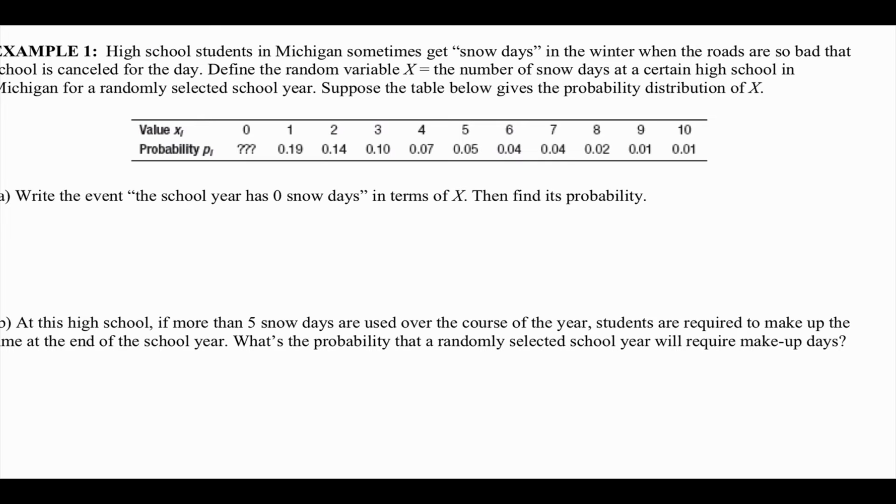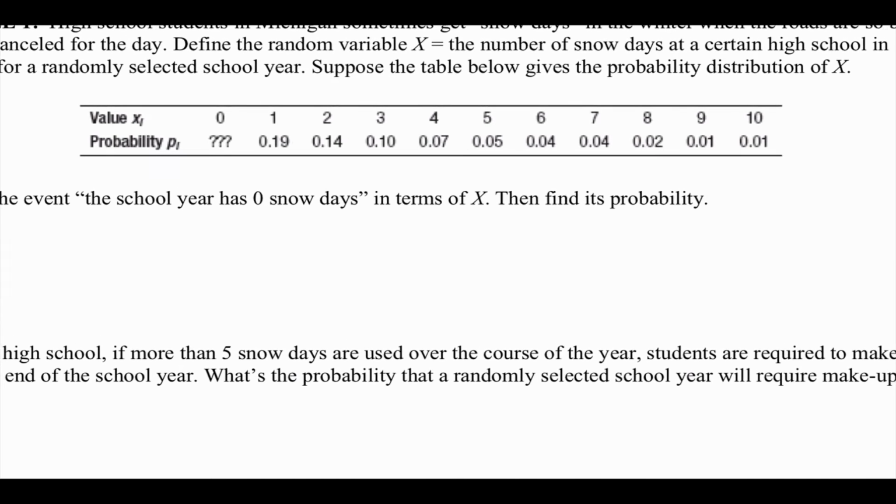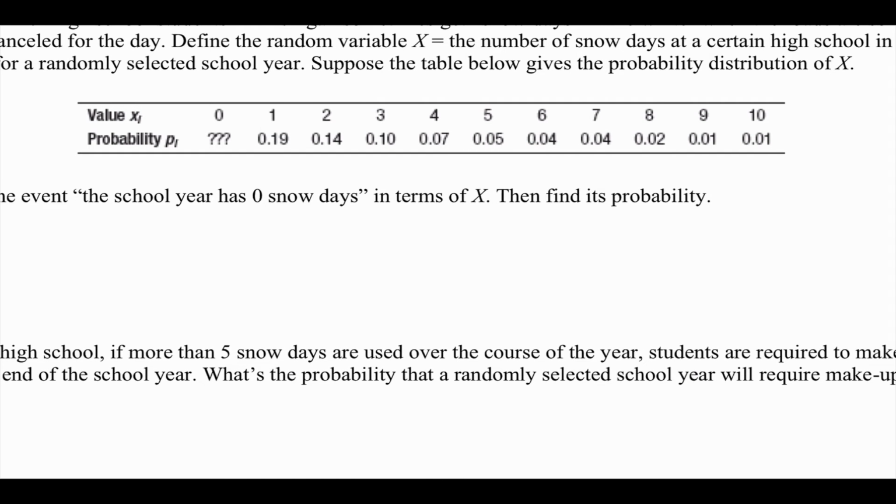Define a random variable, x, as the number of snow days at a certain high school in Michigan for a randomly selected school year. Suppose the table gives the probability distribution of x. So this is a list of how many snow days a high school got. The probability that they get 1 snow day for a whole year is 0.19. The probability they get 2 snow days is 0.14. The probability they get 3 snow days is 0.10, and so on and so forth.